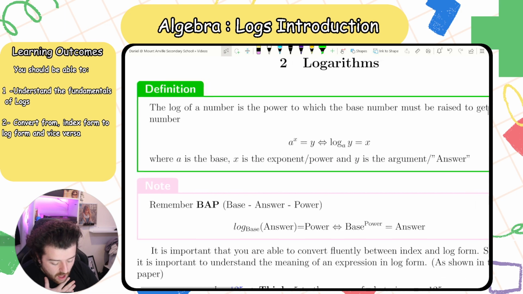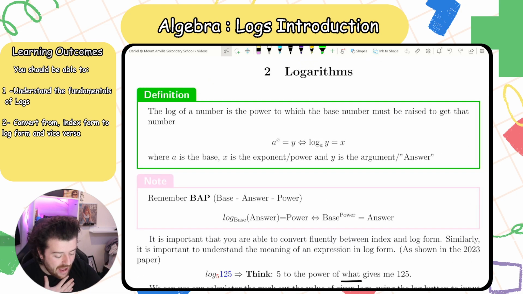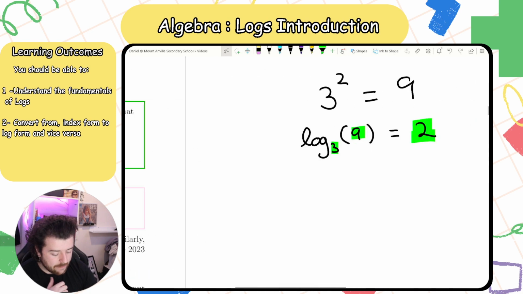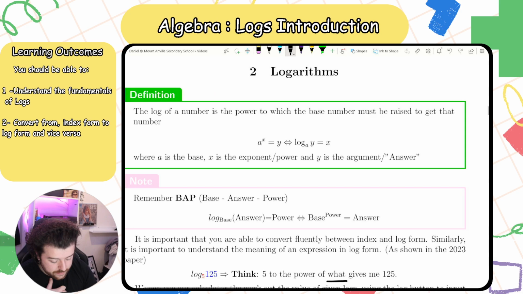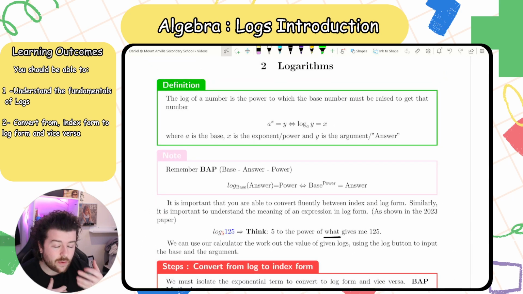The log of a number is the power to which the base must be raised to get that number. So, for example, log base 3 of 9 is equal to 2. That means 3 to the power of 2 gives me 9. So what's an easy way to remember how to convert from log to index form? Well, we have this notation here, which is in your log tables: a to the x equals y, and we can make that log base a of y equals x.